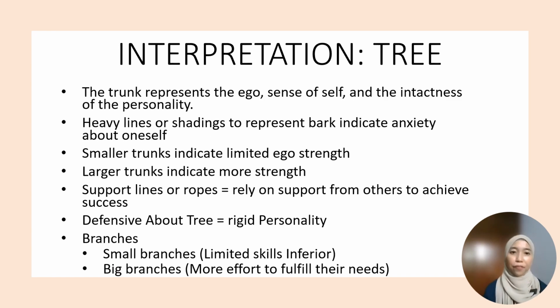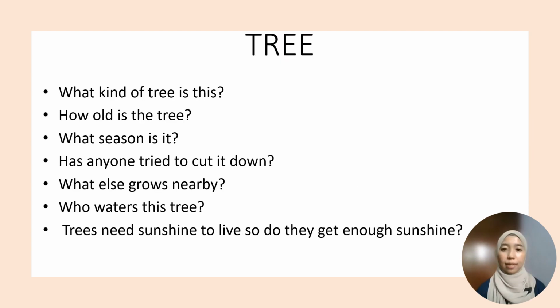Next, the interpretation of the tree. The trunk represents the ego, sense of self, and intactness of the personality. So a smaller trunk indicates limited ego strength, and a larger trunk, vice versa. And for example, the branches: more branches may indicate limited skills, inferiority, for example. These are examples of follow-up questions for the tree. For example, what kind of tree, how old is the tree, and what season is it, and so on.